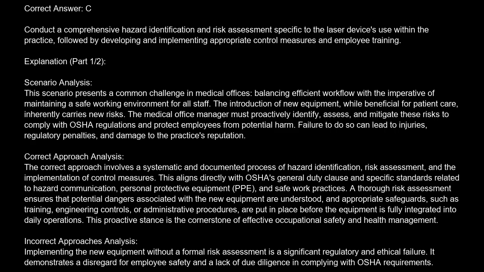A thorough risk assessment ensures that potential dangers associated with the new equipment are understood, and appropriate safeguards, such as training, engineering controls, or administrative procedures, are put in place before the equipment is fully integrated into daily operations. This proactive stance is the cornerstone of effective occupational safety and health management.